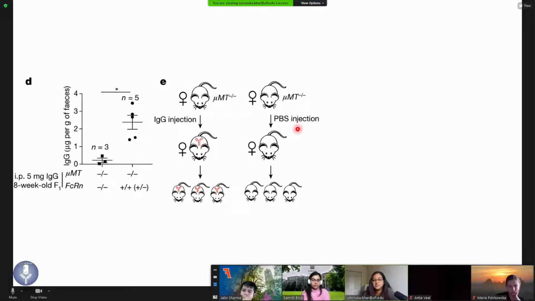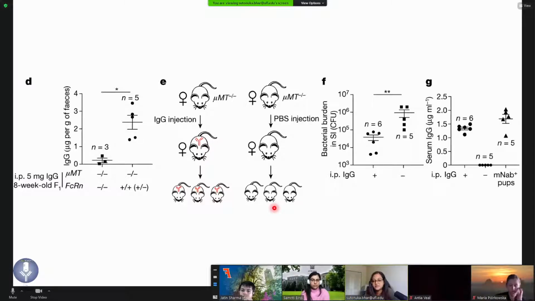Now, the pups from these mothers were challenged with a low dose of ETEC6, and they have seen that pups from the IgG treated mother had 25-fold lower bacterial load and were highly protected from the infection. And in fact, the serum IgG titer of pups fostered by this mother was very similar to that of mNab plus pups.